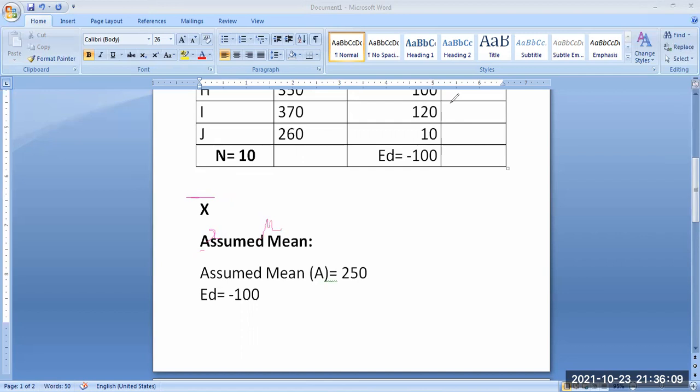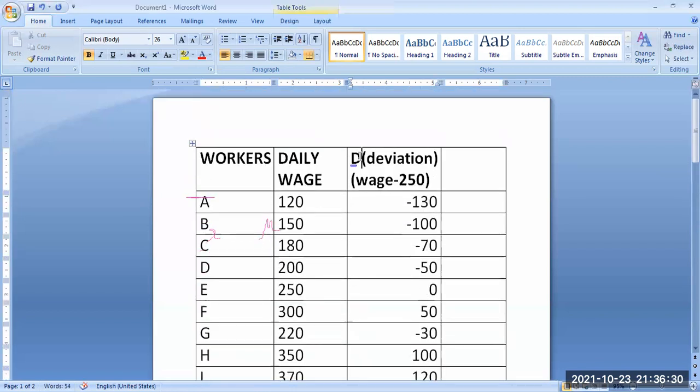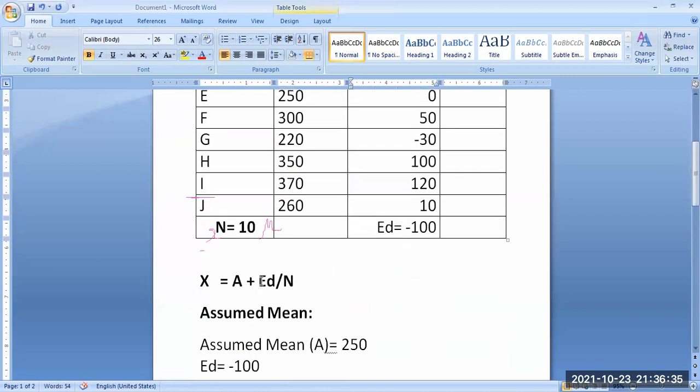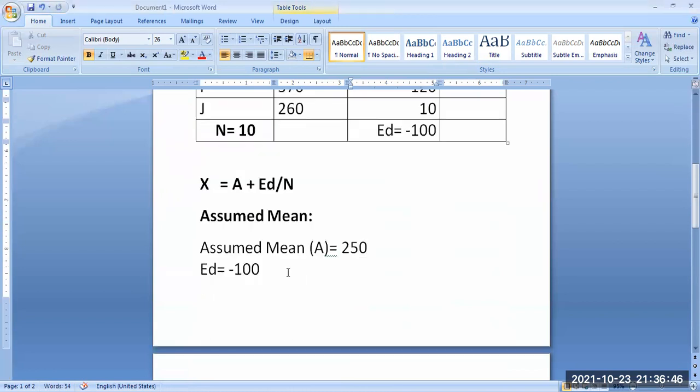So X bar is equal to A plus sigma d by n. This is the formula. Always a small d is going to be there, so here also I am making it a small d. So sigma d. Please remember it is the sigma symbol. So you note it down. In this formula we have to bring those values.